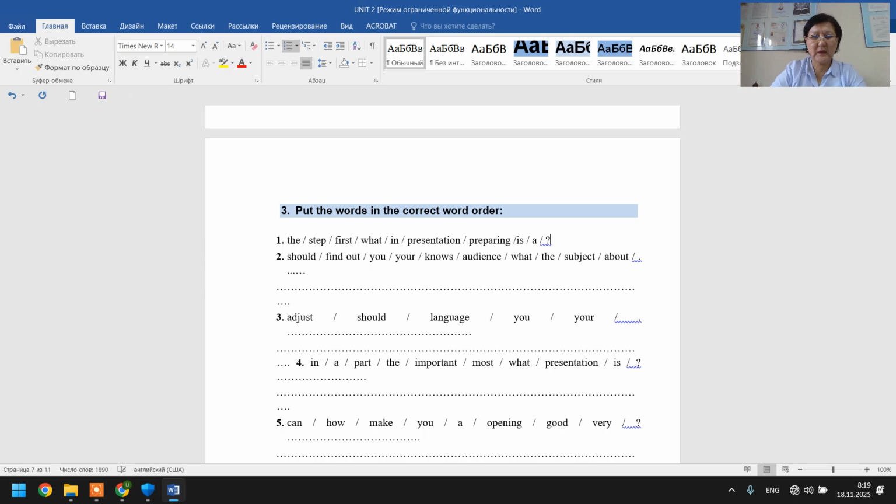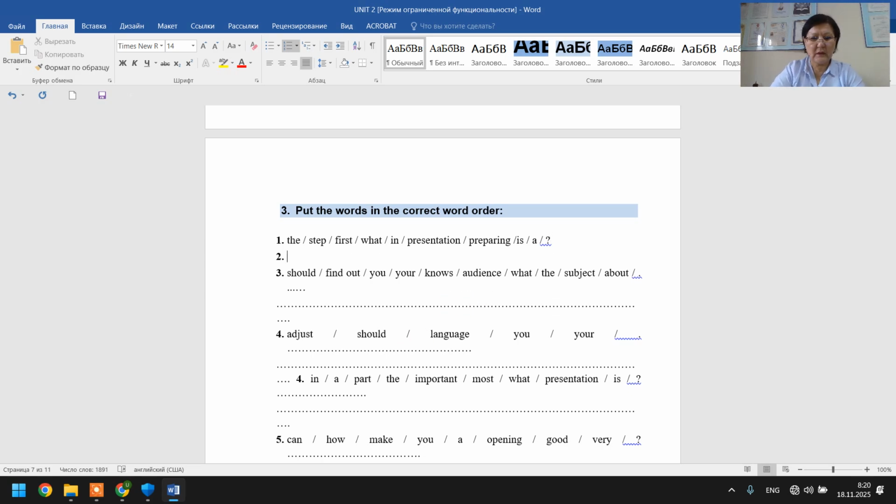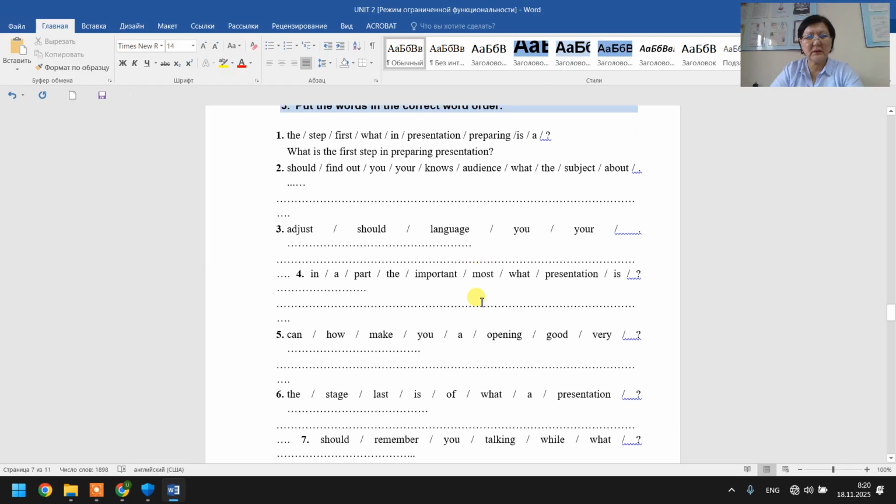Excuse me. What is the first step in preparing presentation? Okay, now here we see: what is the first step in preparing presentation. Okay, now let's come up to the second one.